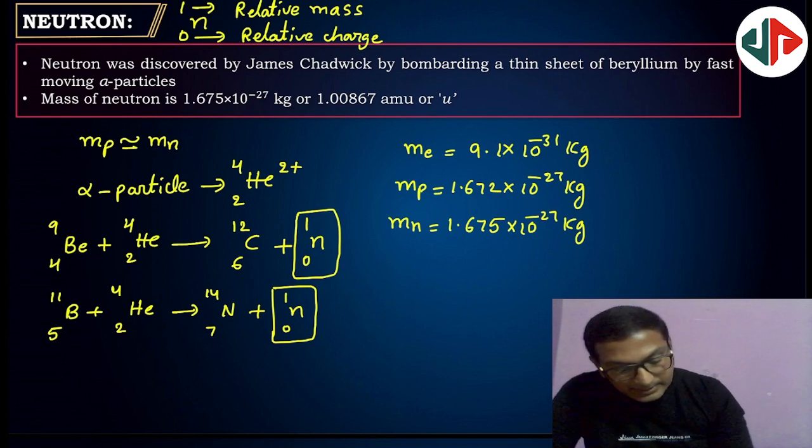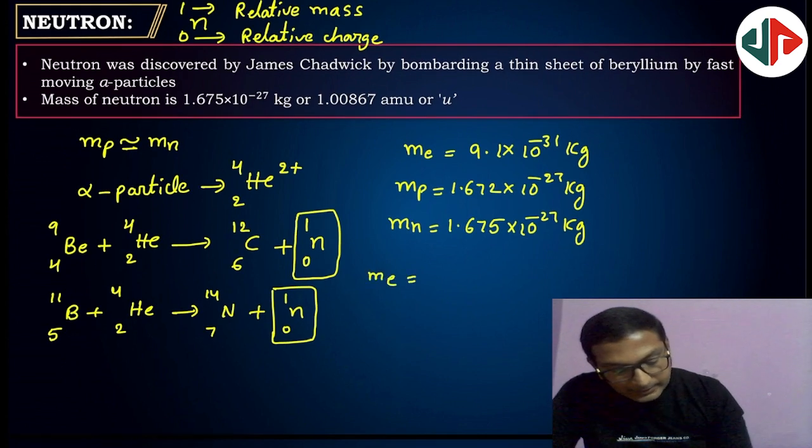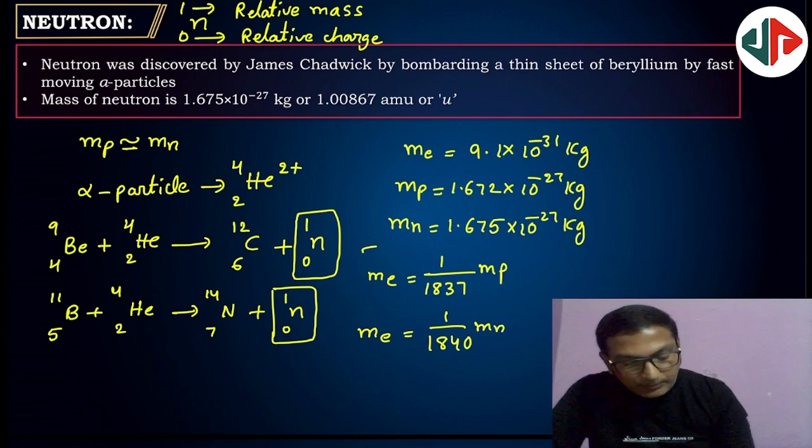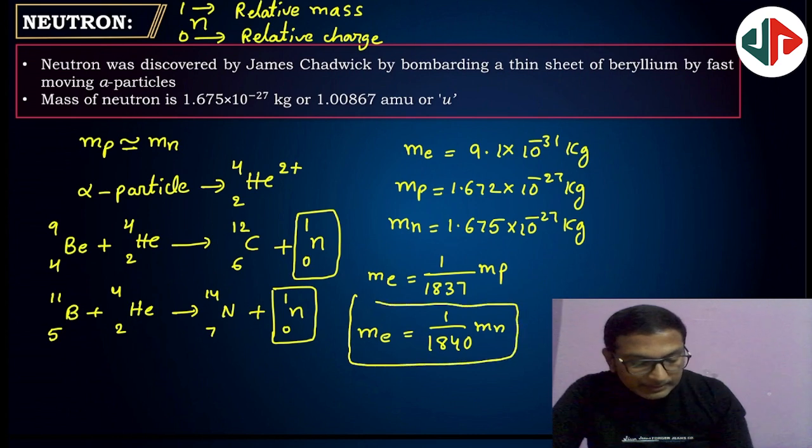But here the relation is very, very important. Mass of electron is 1 by 1837 to that of mass of proton, and mass of electron is 1 by 1840 to that of mass of neutron. Remember these two, which are important for calculations.